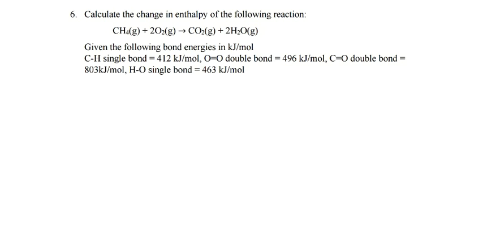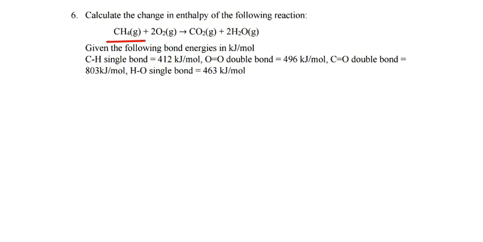Question 6 is dealing with the use of the bond enthalpies to determine the enthalpy of the reaction. So usually what I recommend is for you to draw the Lewis structures. So if you look at CH4, that's carbon connected to 4 hydrogens, and then oxygen double bond, there are 2, and then for our products, what do we have?